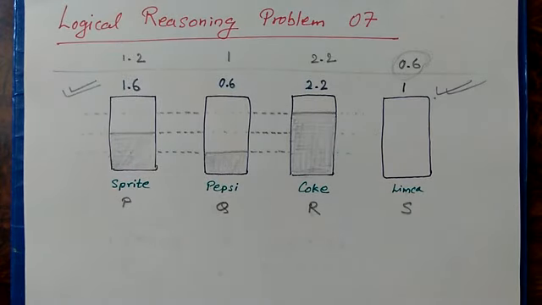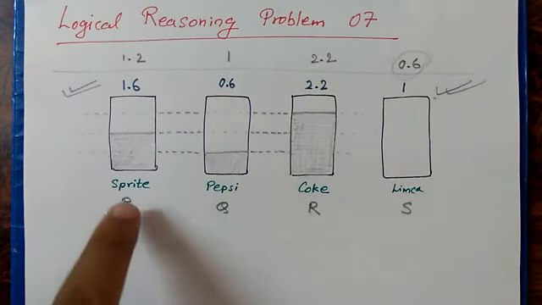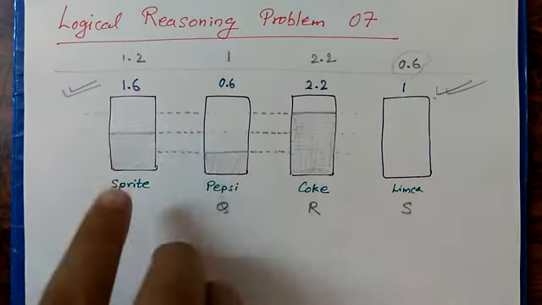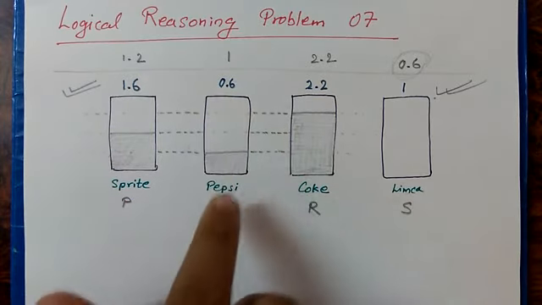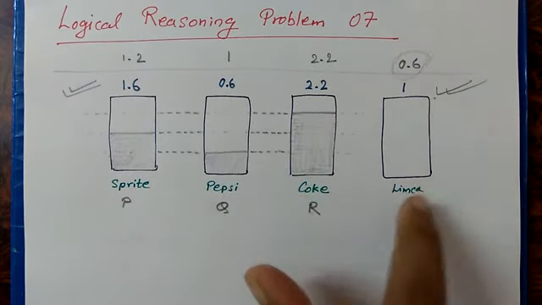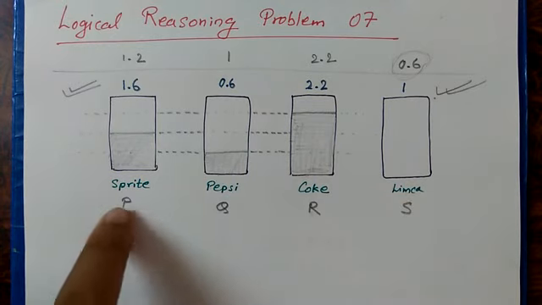So our answer is complete. This is our solution. There is 1.6 liter of Sprite, 0.6 liter of Pepsi, 2.2 liter of Coke and 1 liter of Limca. This is our solution and the names are PQRS as it is.